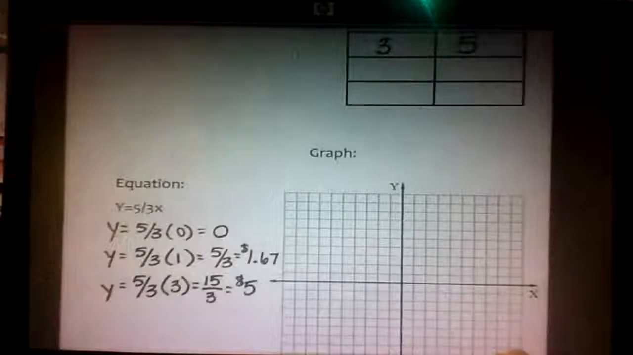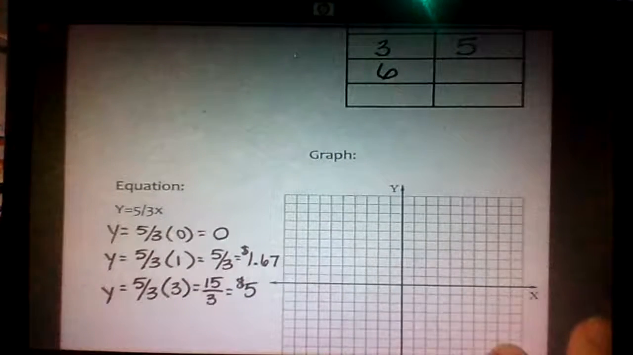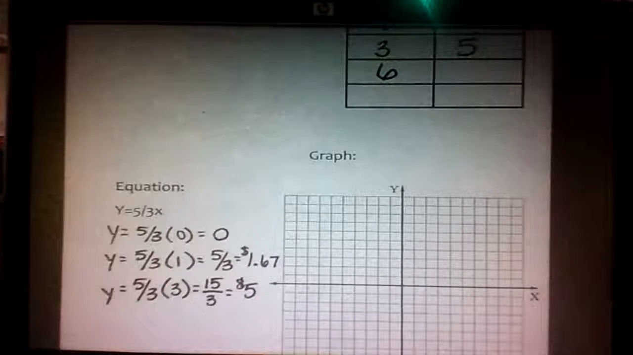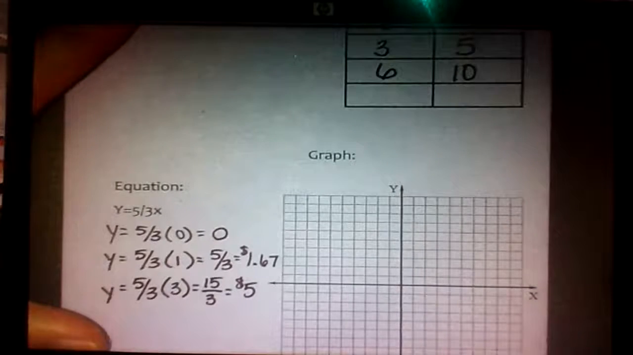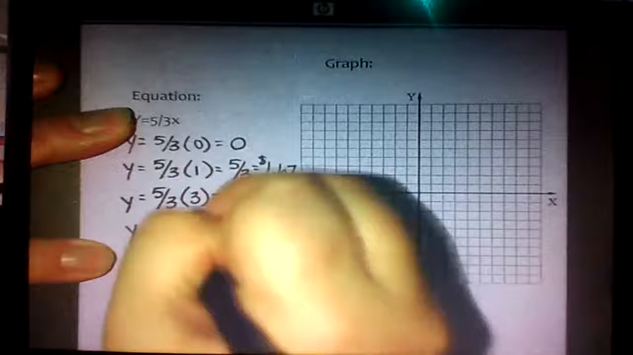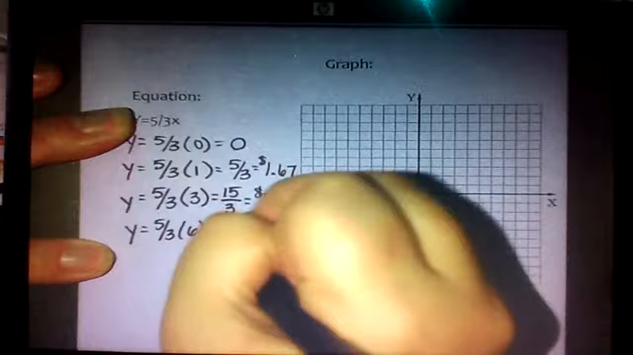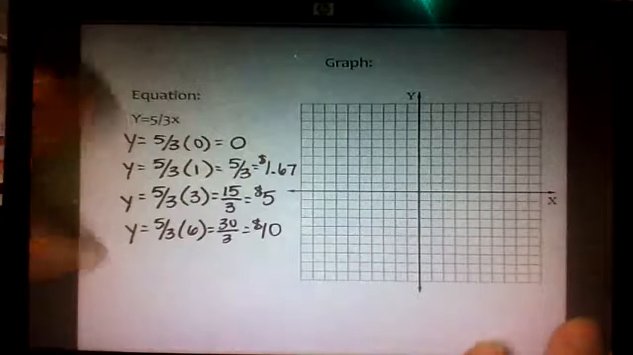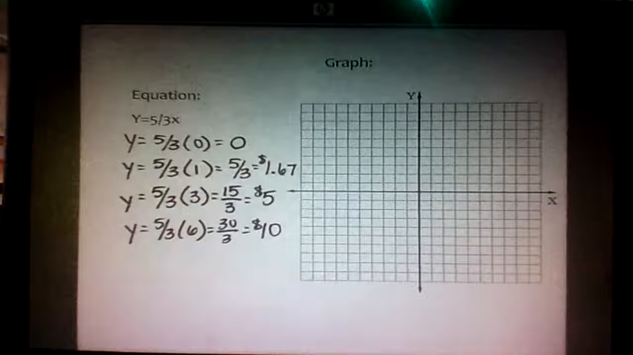What if I buy 6 candy bars then? I just doubled the amount of candy bars. It'll be 10. So I would spend $10. If I up my amount of candy bars to 6, that becomes 30 divided by 3, which means $10. Every time you buy 3 candy bars, you spend $5. So if I double my amount of candy bars to 6, I'd have to double the price to 10. Does that make sense?